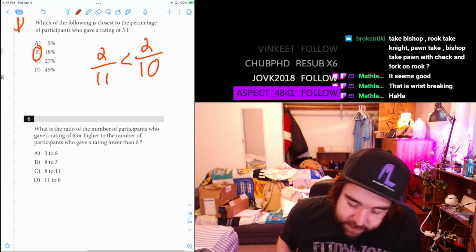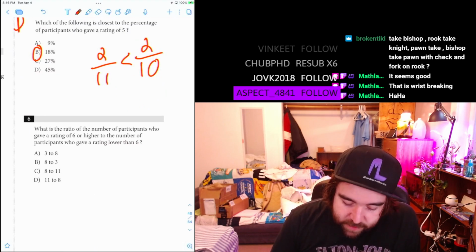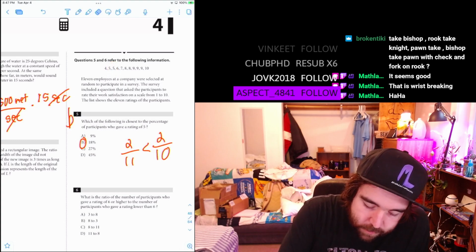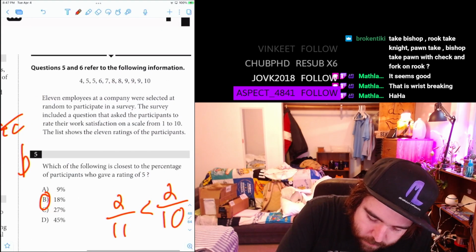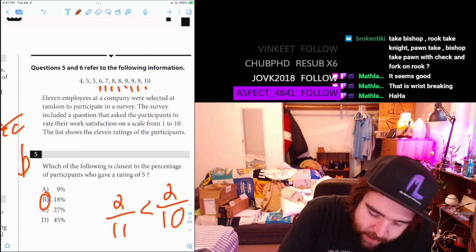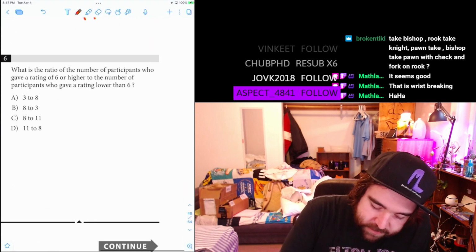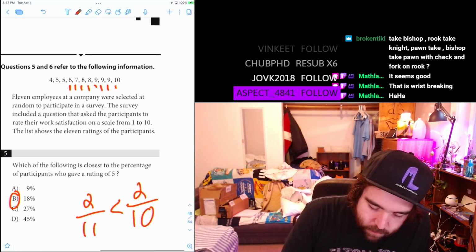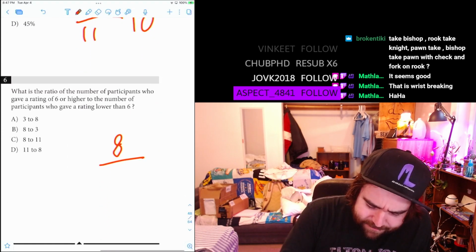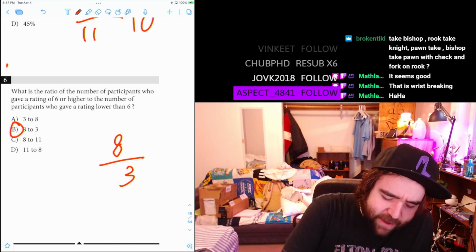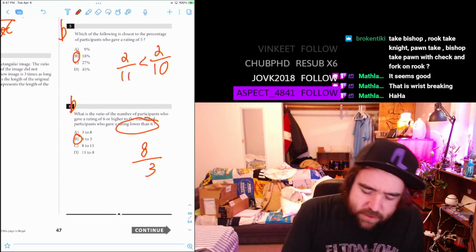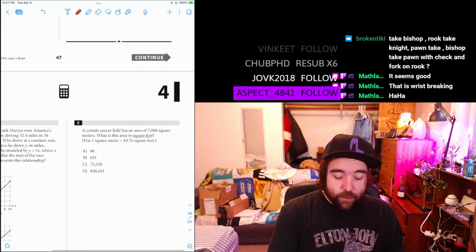Okay, what is the ratio of the number of participants who gave a rating of 6 or higher to the number of participants who gave a rating lower than 6? How many gave 6 or higher? 1, 2, 3, 4, 5, 6, 7, 8. Oh, they're in order. Okay, 6 or higher, 8. Lower than 6, 3. So 8 to 3. That's weird, there's no simplifying. Notice they're not asking for the ratio to the whole thing. They're just asking for the ratio to those lower than 6, which was 3 of them.